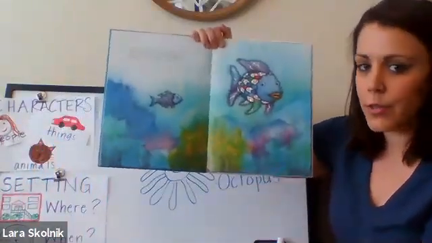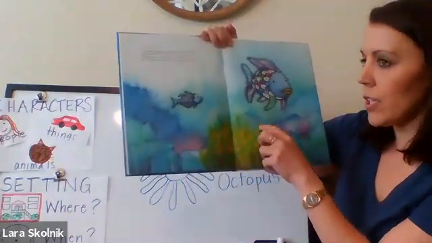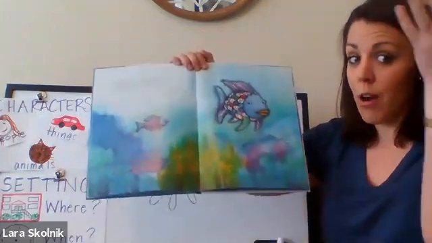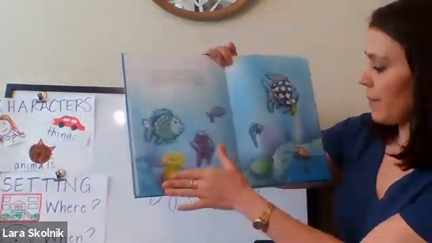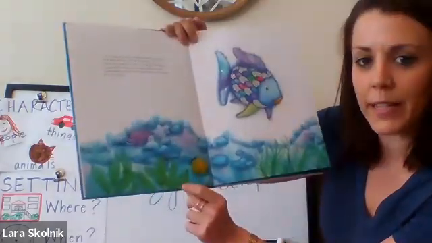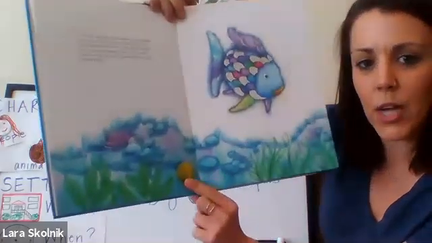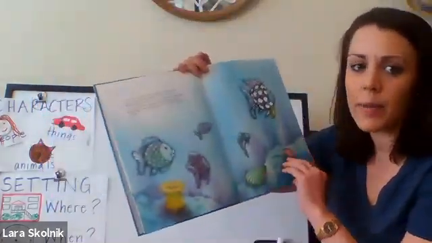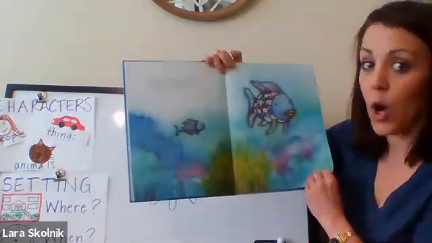There's some more picture clues too. There's some plant life on the ocean floor. Just like outside, trees grow. On the bottom of the ocean floor, there's lots of plants. Let me get a better picture. Yeah, there's some plants right there. See? Almost like bushes. And then there's also some seashells. So these are all picture clues to help us figure out the setting, to help us understand where this story is happening. So this story is happening underwater in the ocean.